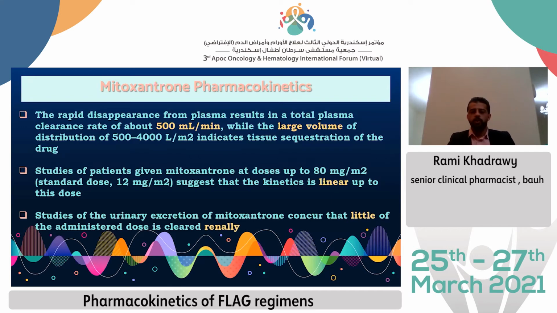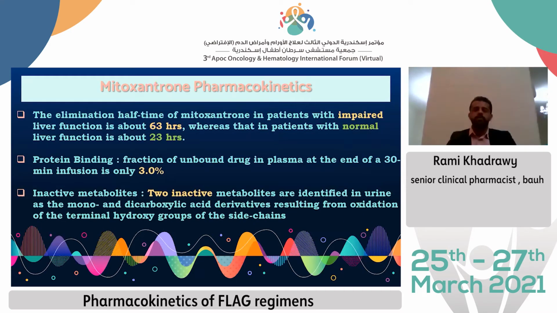Urinary excretion of mitoxantrone is very little. It's mainly eliminated through hepatic elimination, and liver dysfunction can alter the half-life of mitoxantrone to 63 hours, whereas in normal patients it's about 23 hours. So it's quite well known that in protocols using mitoxantrone, we modify the dose in mild to moderate cases of hepatic impairment, while it may be contraindicated in patients with severe hepatic impairment.